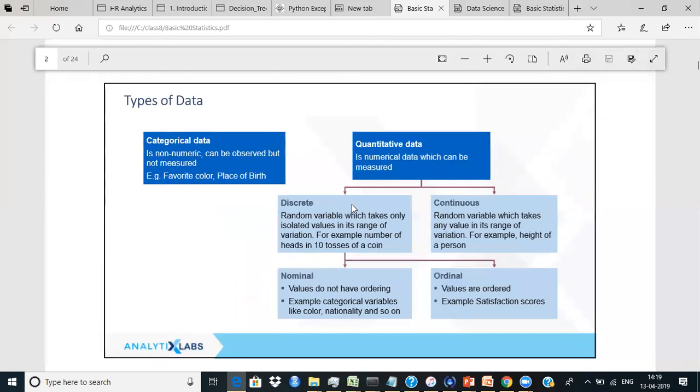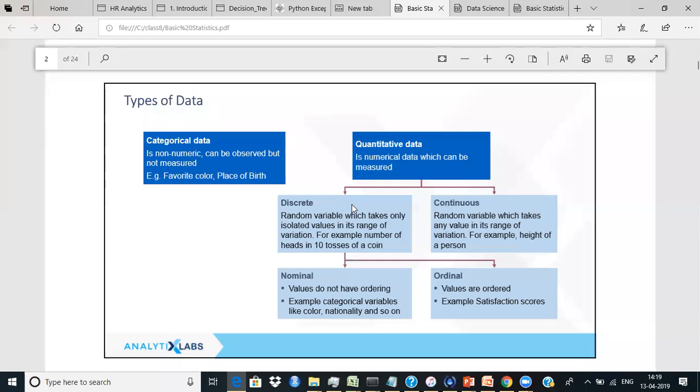Typically in analysis, there are two kinds of data: categorical and quantitative. Categorical means things which are not numbers, like hair color, eye color, gender, name, address. Anything which is not a number is treated as categorical. Anything that is a number is quantitative.